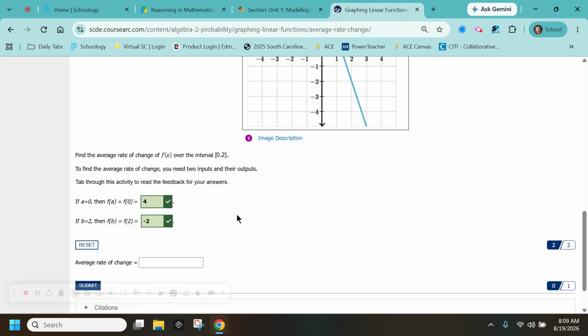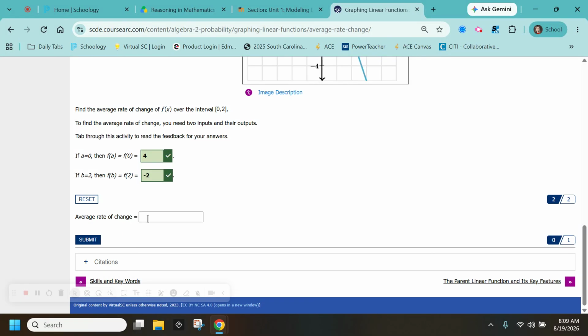And I'll go ahead and submit that first. And then average rate of change. So do not type this in. I'm going to just show you the math here. So average rate of change, we have 4 minus negative 2 over our x values, so 0 minus 2, which then gives us 4 minus a negative 2, gives us a positive 6, divided by 0 minus 2 is negative 2. And 6 divided by negative 2 is negative 3.